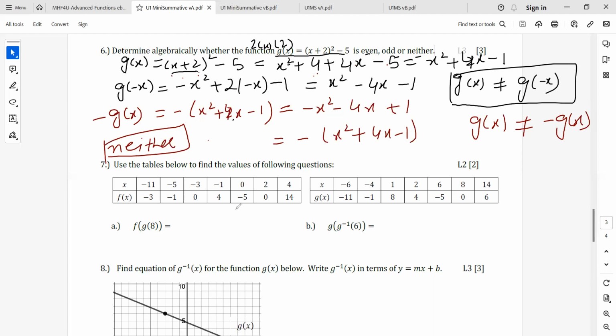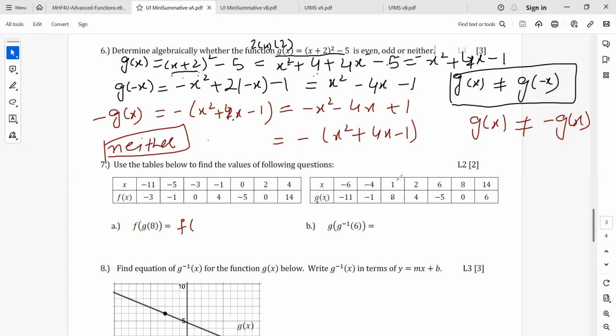Okay. Question number 7. Use the table below to find the values of the following. So f of g of 8. What is the value of g of 8? Let me write this first: if g of minus x equals minus g of x, then it will be odd. Use the tables below. Find the values of the following questions. G of 8 means x is 8.